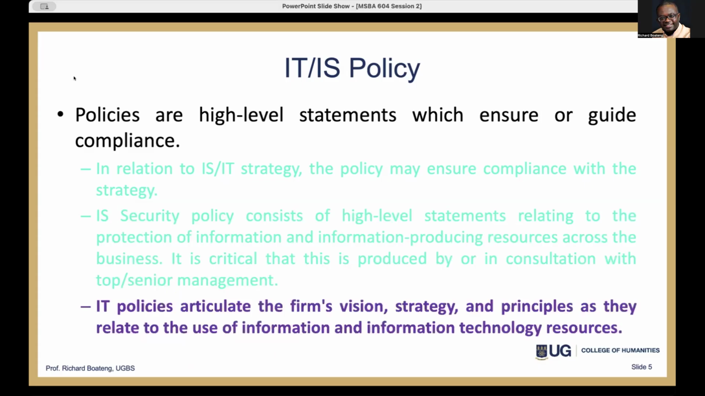Good. So when we say IS or IT policies, what we are trying to talk about is that in that document, we are going to find how the information and information technology resources support the firm's vision, the firm's strategy, and the principles that exist in the firm. So when we talk about IT policies, our objective is to articulate the firm's vision, strategy and principles in relation to the information and information technology resources, particularly their protection. When you talk about security, then protection, but also usage and acquisition, all of this falls into the IT policies.